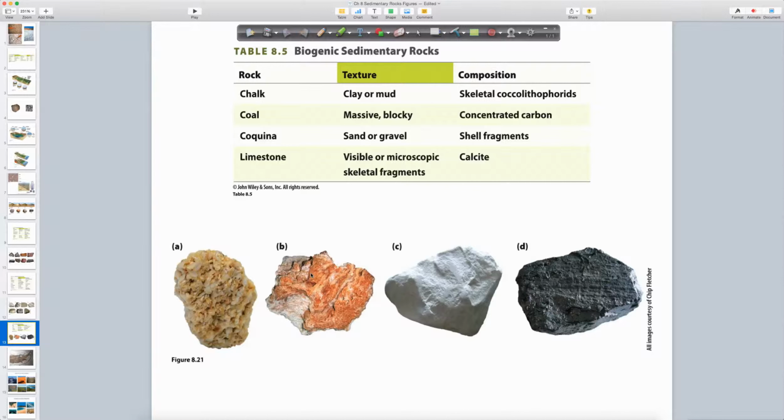And then limestone, with visible or microscopic skeletal fragments. You can have limestone made out of forams, which you can't see, or it could be made out of fossil coral. As long as there are fossils that are part of it, it's now part of the biogenic limestone and not just the true chemical limestone. So D is coal, C is chalk. This is your fossiliferous limestone. If I give you fossiliferous limestone, there will obviously be fossils in it, and this last one is coquina.